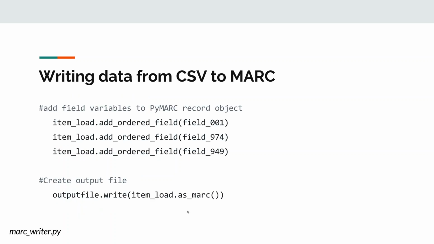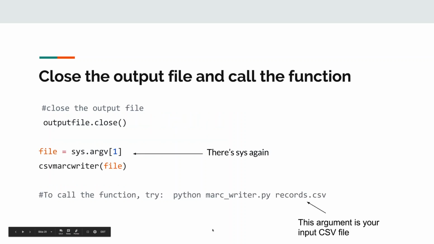There's not much to say about this one. This is just part of the PyMARC library. I'm going to add the ordered fields that I just created, 001, 974, 949, to my PyMARC record object, and then create my output file. This is all just syntax that is included in the PyMARC library. So we're going to use that item load record object and write it to the file.